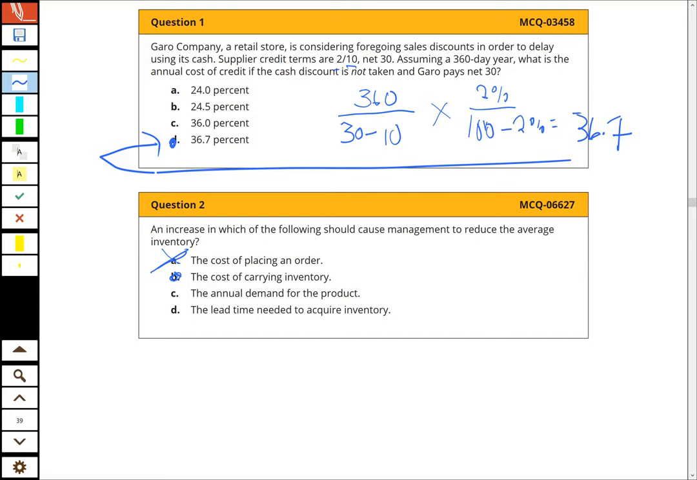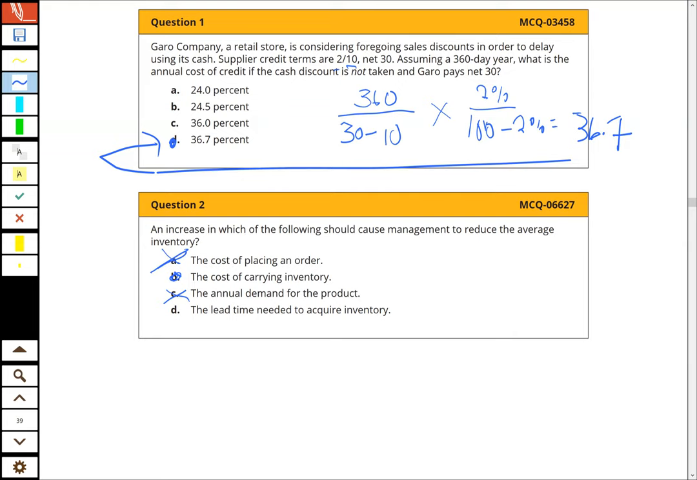Let's look at C though, the annual demand for the product. Well, if we have a high demand for the product, we're not going to reduce the amount because now we're going to have all these people walking in saying they want the thing and we don't have it. They're going to say, great, I'll go over to Kmart and get it. Well, is Kmart still in business? I'll go to another place to get it, right?